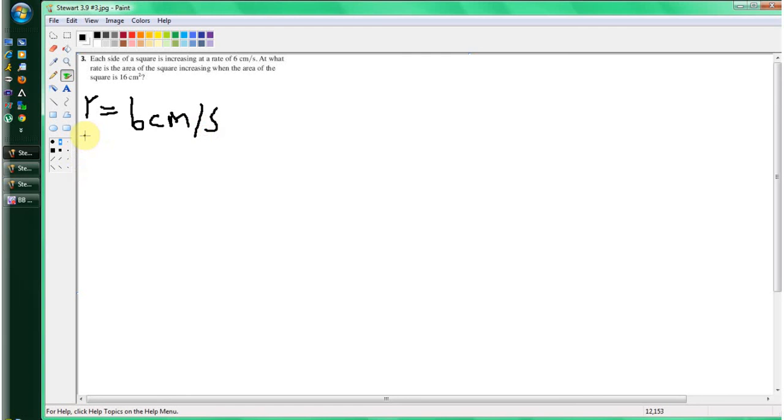And the area is 16 centimeters squared. And the formula for finding the area of a square would be area equals, sorry I'm using a mouse, side squared.